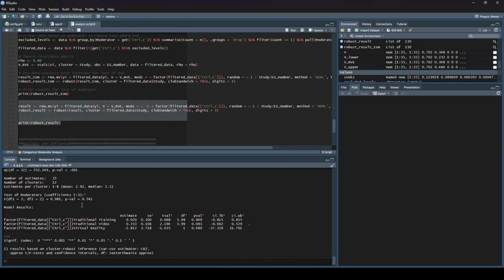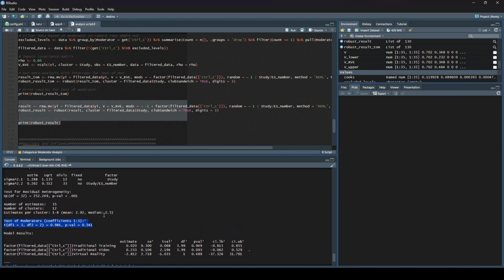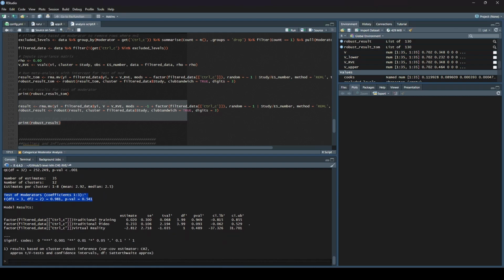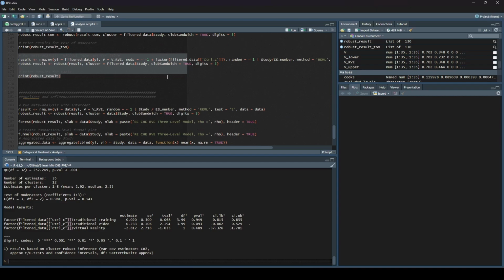And you can see here, again, I just want to remind you, this test of moderators changed, right? Because it's different. I am ignoring this one because it is not important to me right now for what I'm trying to know. The only reason I ran this second analysis is for the model results in this table, because now we have traditional training, traditional video, and virtual reality, and we have our estimates for each one, instead of having one of them be the intercept and then having to calculate what these things are. So, okay. That's that.